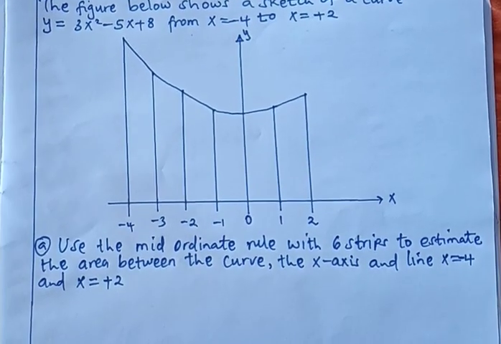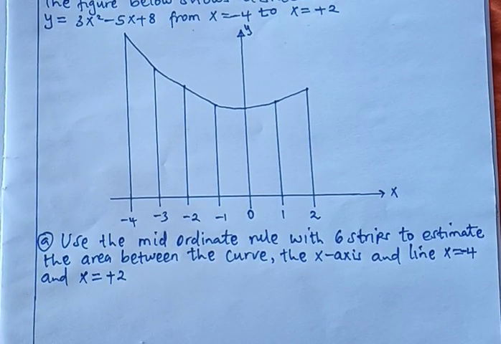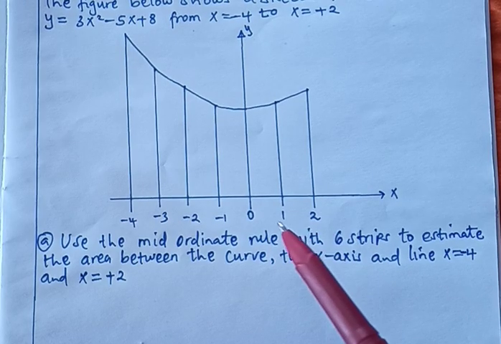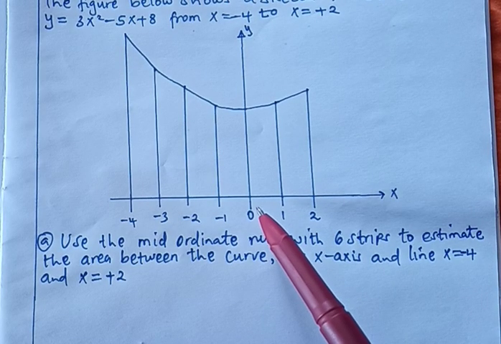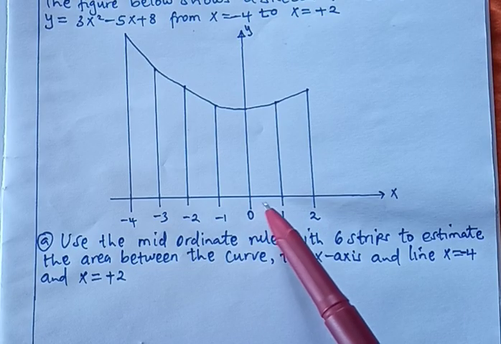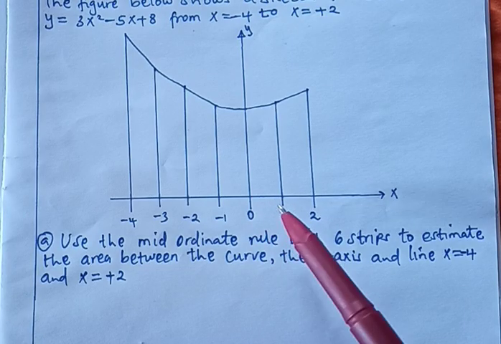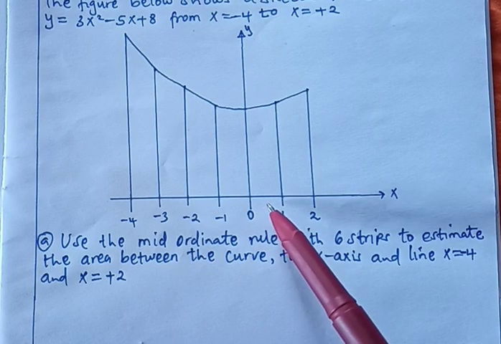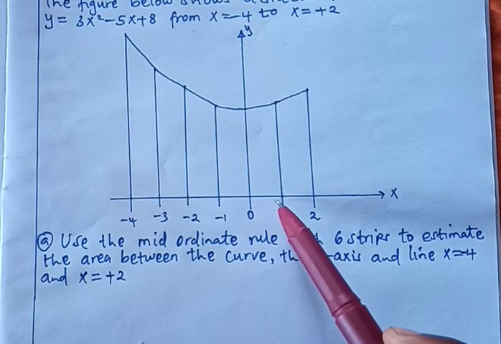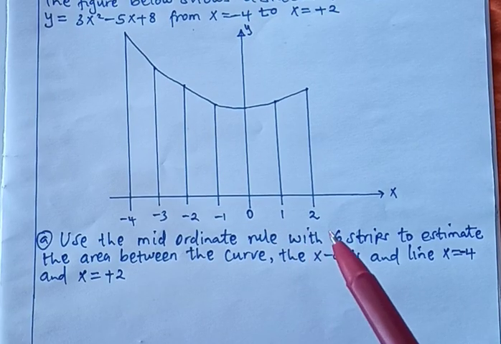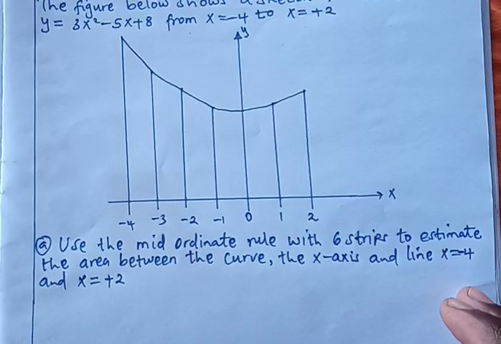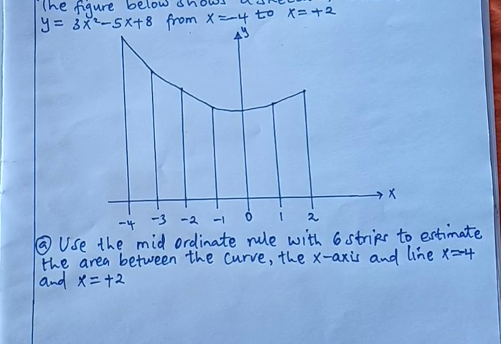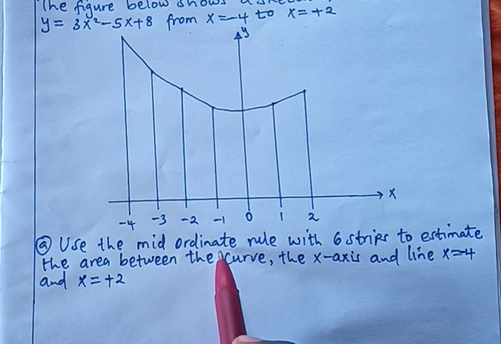So for us to be able to work out that area, first of all, we need to understand the height from one strip to the other. For example, from this strip to the other, you discover that you are covering a distance of 1 unit. So this is going to act as our height. And in this case, we are going to use the middle values. That is why it is the mid-ordinate rule.